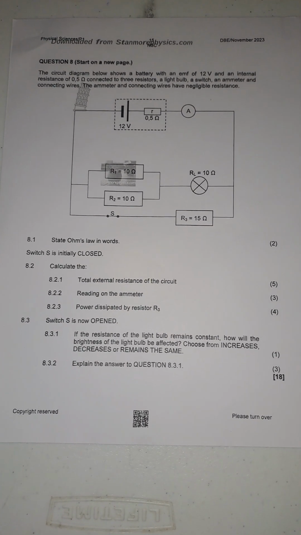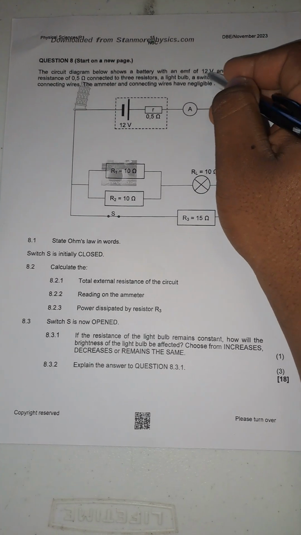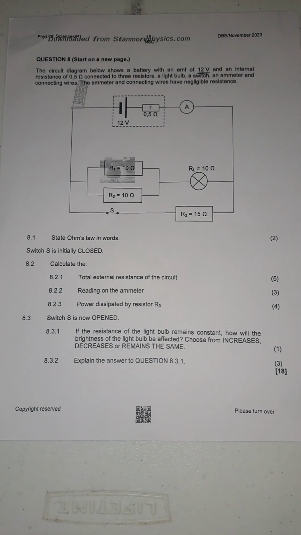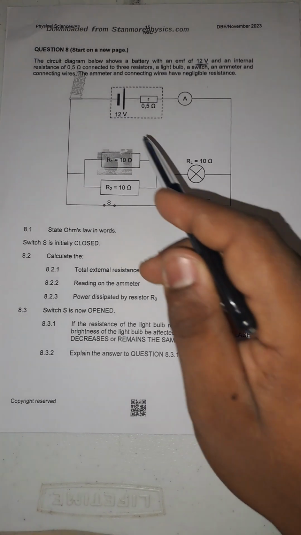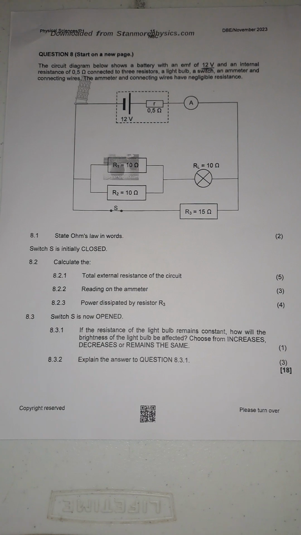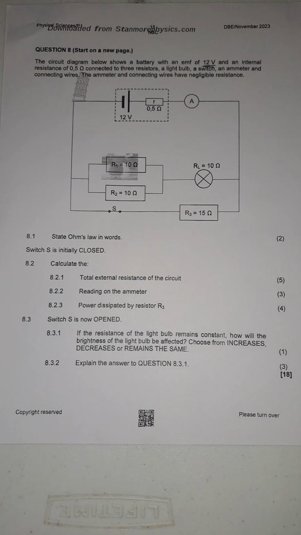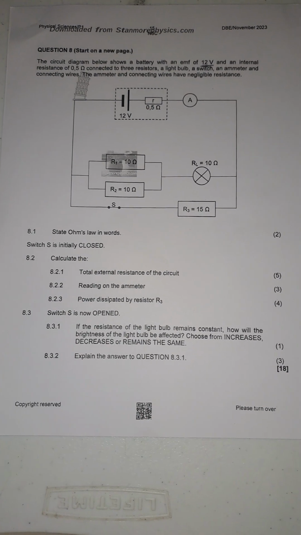The circuit diagram below shows a battery with an EMF of 12 volts, the maximum energy provided by the battery, and an internal resistance of 0.5 ohms connected to three resistors. Then you can see the three resistors, right? And a light bulb, a switch, and connecting wires. So now, as you can see there, let's analyze the circuit.